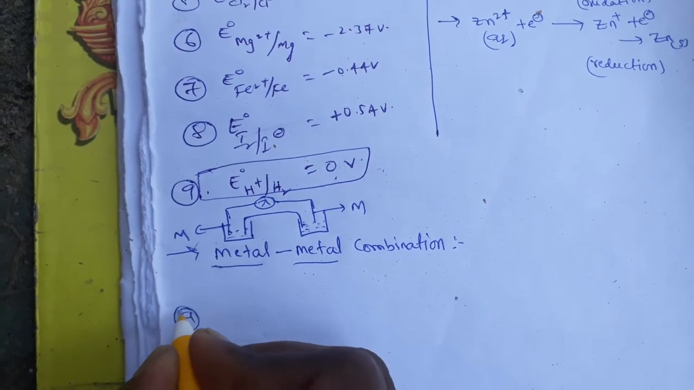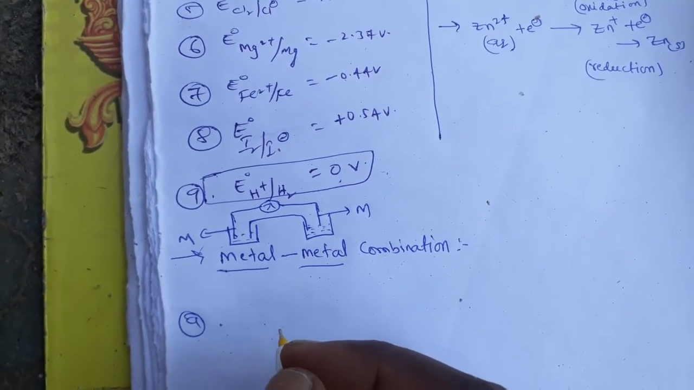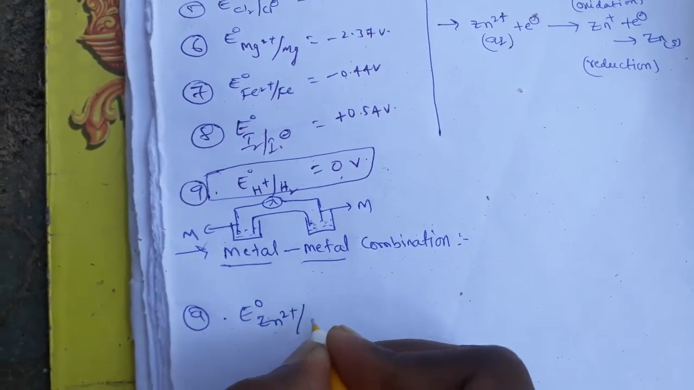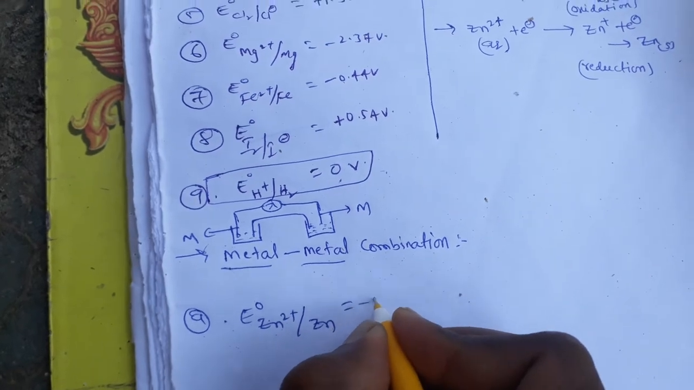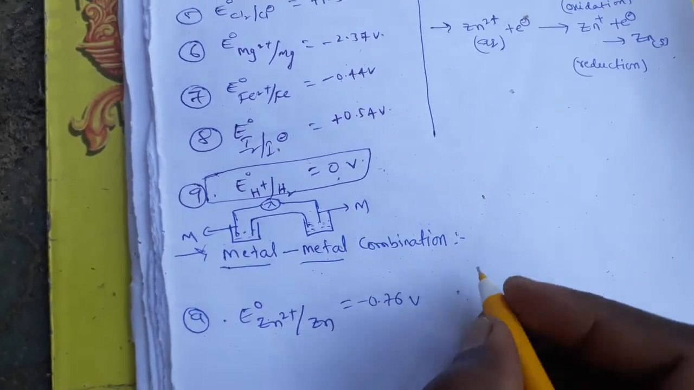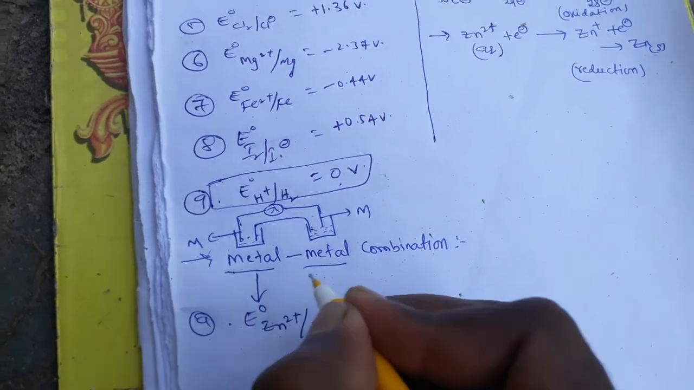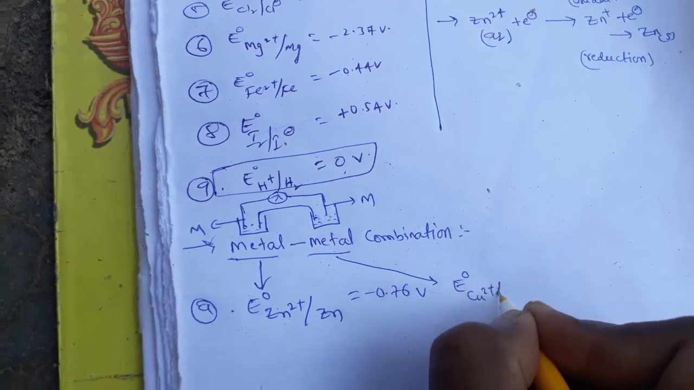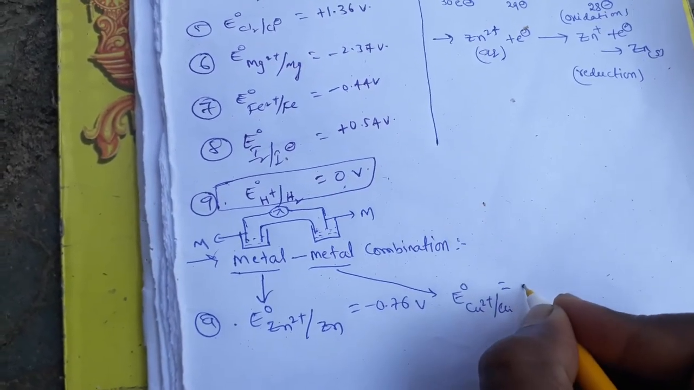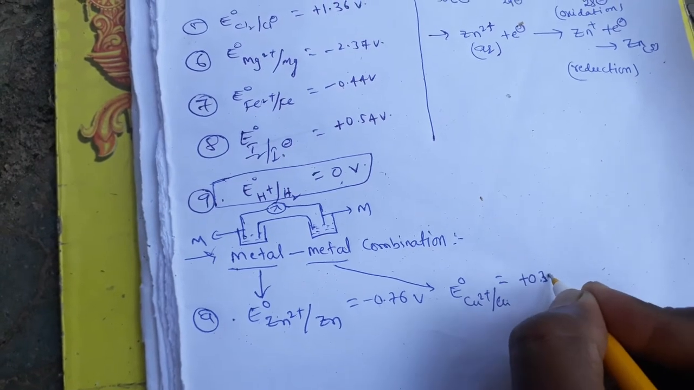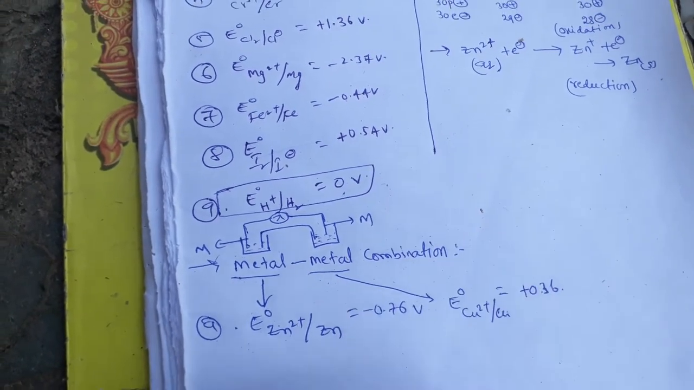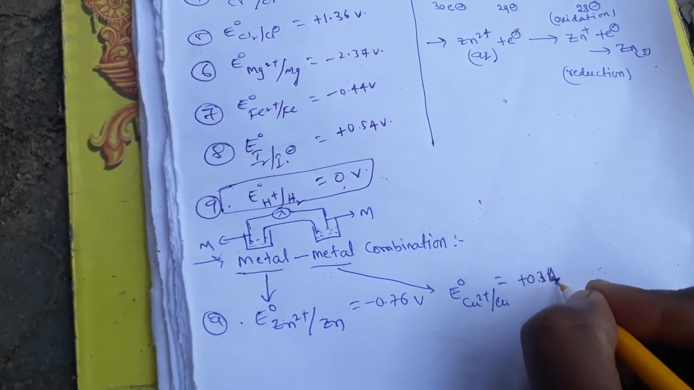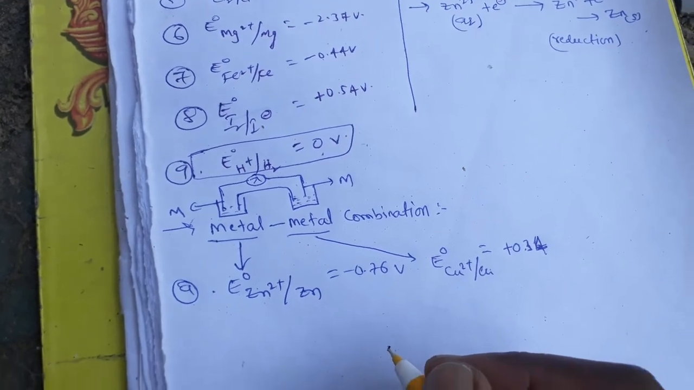For the metal combination, I write the reduction potentials. E naught of zinc 2 plus to zinc is minus 0.76 volt. Another metal is copper: E naught of copper 2 plus going to copper is equal to plus 0.34.